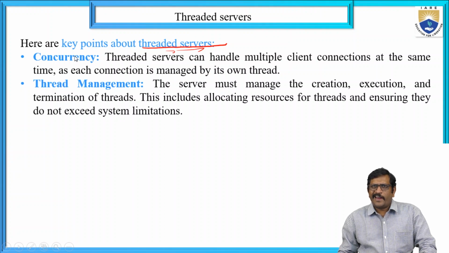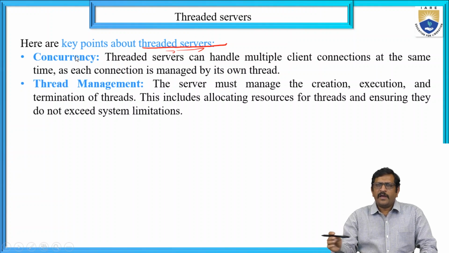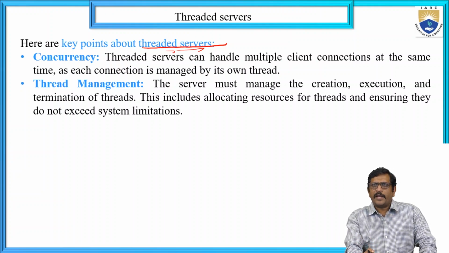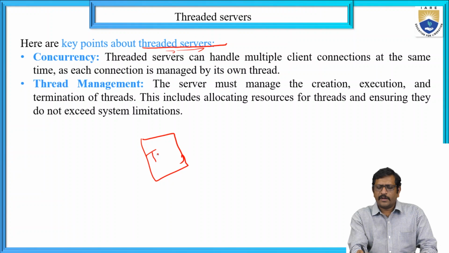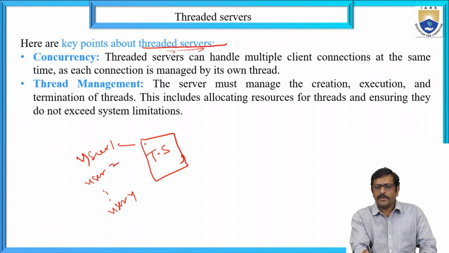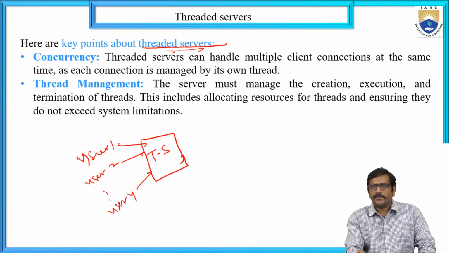Here, the threaded server can handle multiple clients. So this is a threaded server which handles multiple users or multiple clients. User 1, user 2, up to user n, multiple users. At a time it can handle them and send them for a process. Here the process can be performed with the help of other threads.